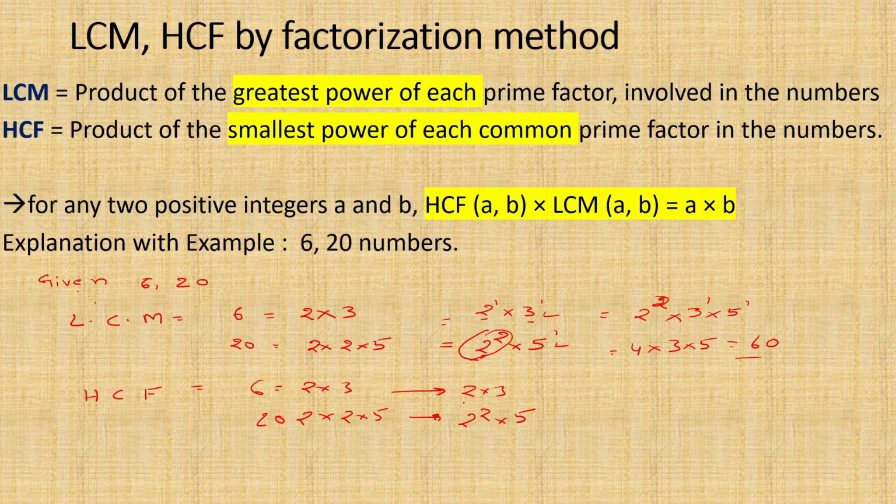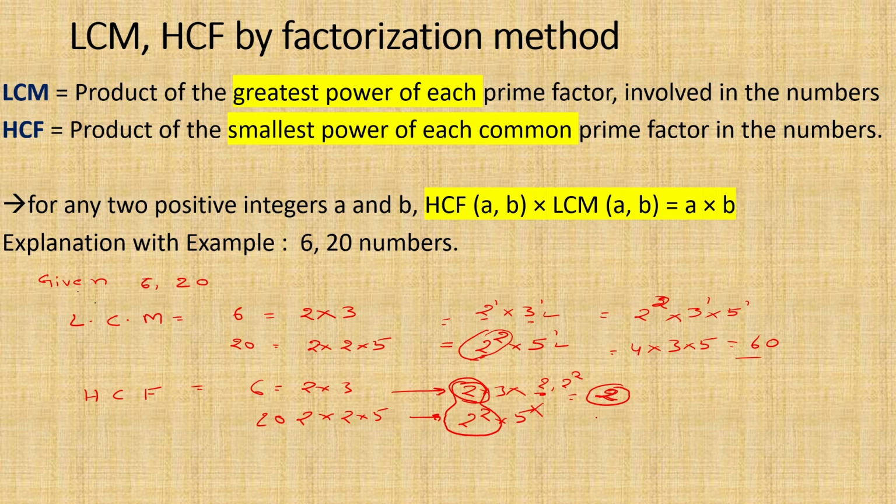So here, what is the HCF definition saying? Smallest power of each common factor. It is taking only common things. Non-common things cannot be considered. So 3 and 5 are not common, so it will not consider these two. Only what is common it will take, and in that common also the smallest power only. That is 2 only. So HCF is 2, because between 2 and 2 power 2, the smallest is 2. So only 2 you will take.